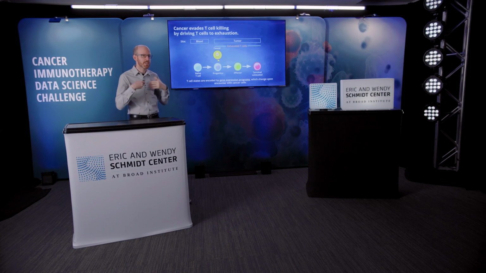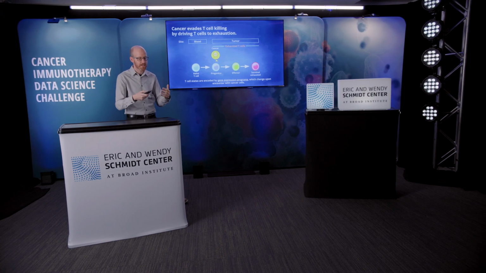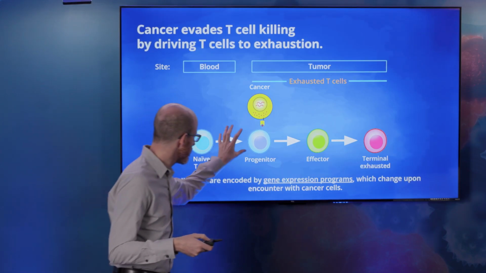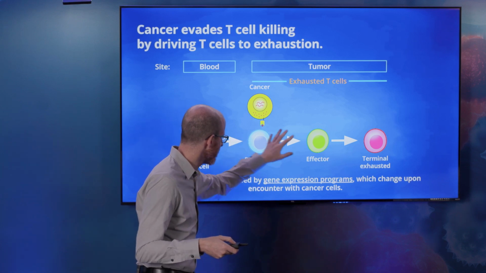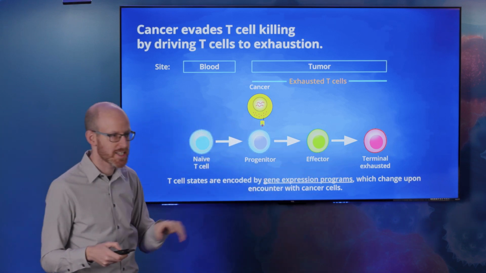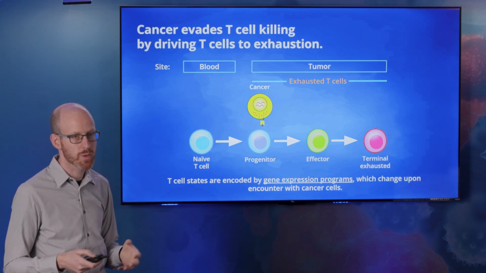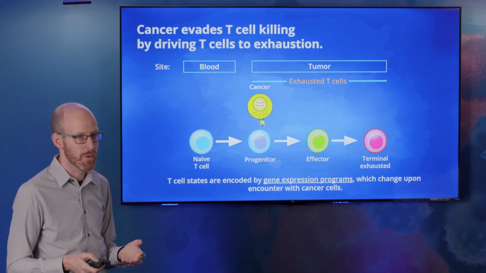And the T cell states themselves are encoded by gene expression programs. So remember, these are groups of genes that are turned on together in sort of a shared biological process. And these gene expression programs are really analogous to the gene expression programs we'd introduced for cancer when talking about melanogenesis or this epithelial to mesenchymal transition. So similarly, each of these T cell states, the progenitor state, the effector state, and the terminal exhausted state, are encoded by gene expression programs. And measuring these programs will tell us what the T cells are doing.